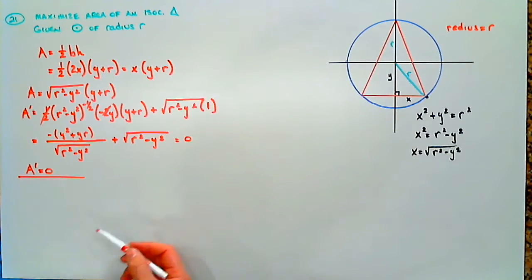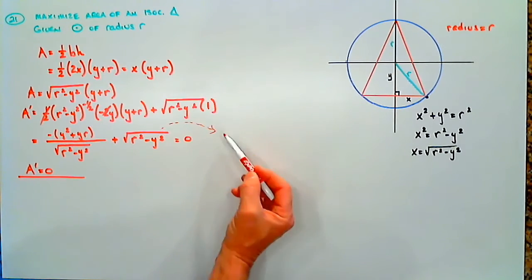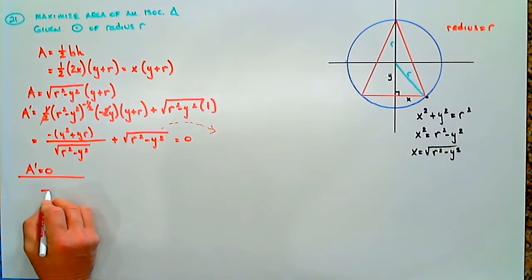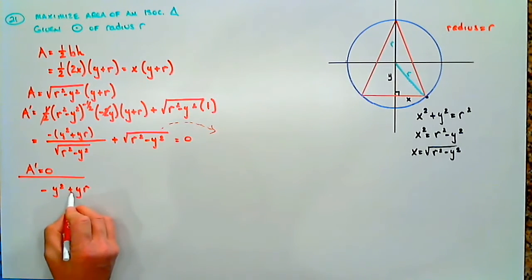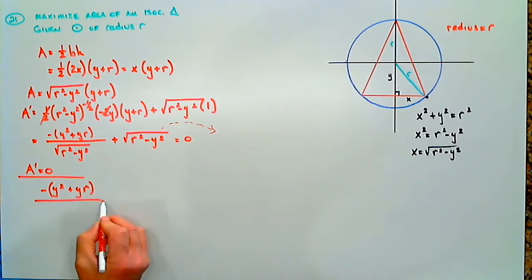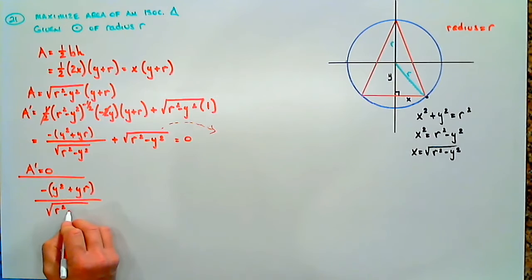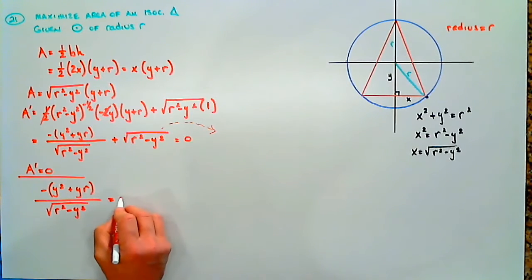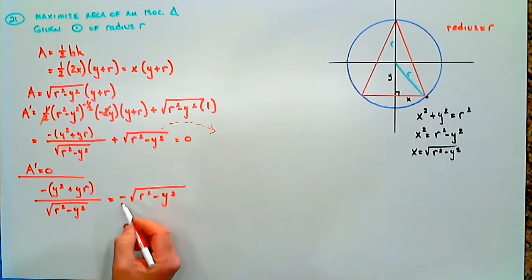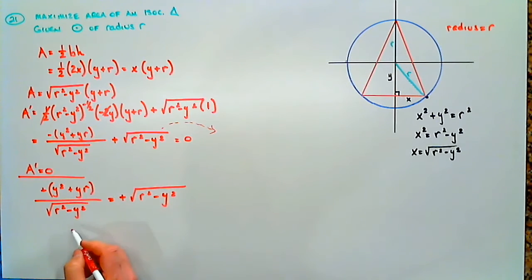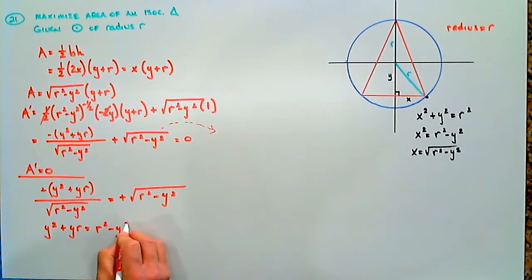I'm going to save myself a little time here, which means this piece can move over here, can't it? So we would have minus y squared plus yr over the square root of r squared minus y squared equals minus the square root of r squared minus y squared. Once we move that over, it becomes a negative. Those cancel. We can multiply up here, and we have y squared plus yr equals, this radical times this radical makes that just r squared minus y squared.